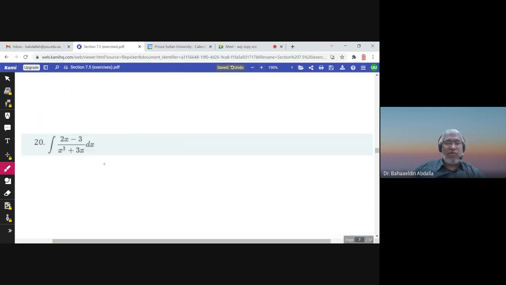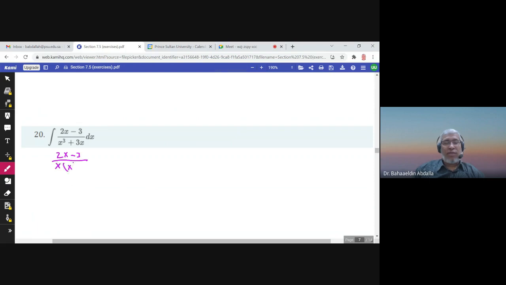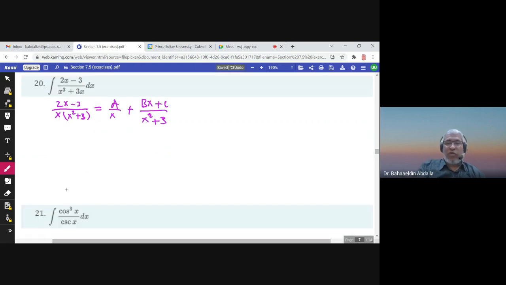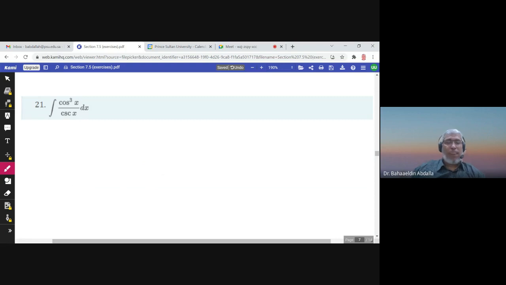Here I have a rational function. So I can immediately write 2x minus 3, factoring the denominator, taking x as a common factor, and then I write it a over x. This is an irreducible quadratic factor, so I write it bx plus c over x squared plus 3, and I use the method in section 7.4 to continue the integral.